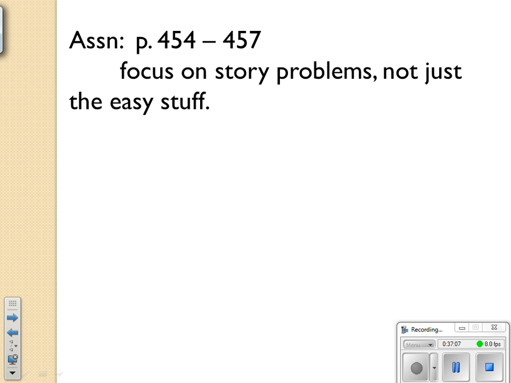So for your assignment, page 454 through 457. I told you guys I was going to assign you some problems to do. I may do that in class tomorrow. I've decided against it for right now. I do want you to do a bunch of practice. I want you to focus on a few of the story problems. But let's see where you guys are at when you show up for class tomorrow.